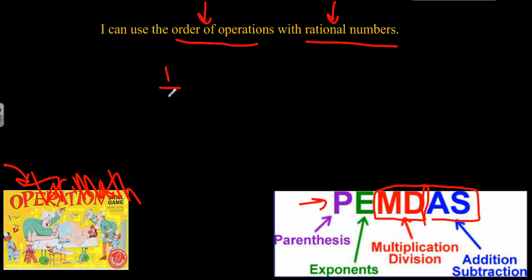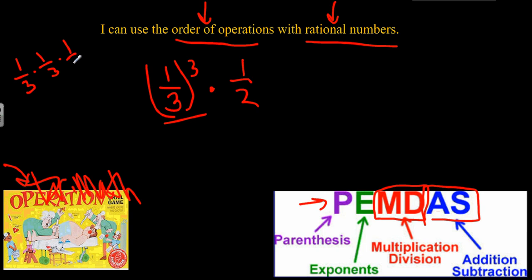If I have 1/3 to the third power times 1/2. Do I have parentheses? Not really. This is just showing that it's 1/3. Do I have exponents? Woo, woo! I do. Here we go. I do 1/3 times 1/3 times 1/3. 1 times 1 times 1 is 1. 3 times 3 is 9. And 9 times 3 is 27.